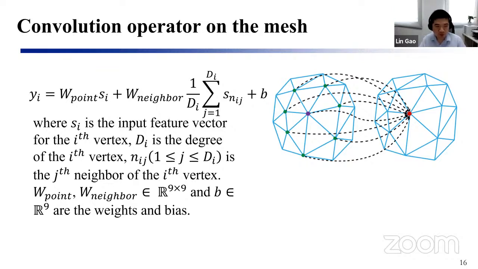So given this formulation, we know how to do the convolution on the mesh, and given the deformation representation, we know how to represent the 3D meshes. Given these two basic tools, we could analyze the 3D deformation. So next we will introduce some networks, the convolutional mesh variational autoencoder, to encode and decode the mesh motion.